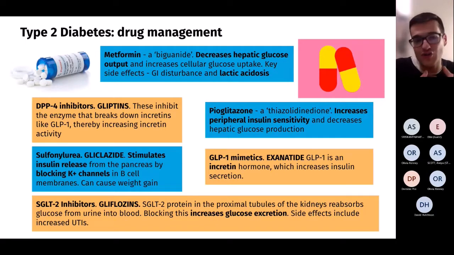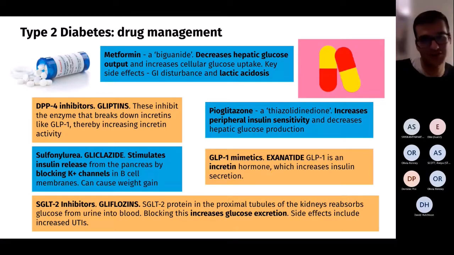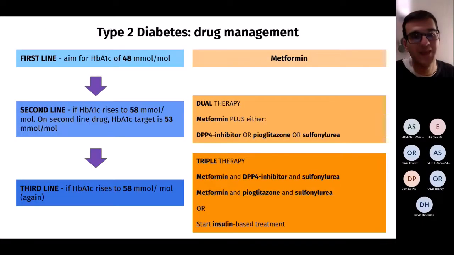And you also get these things, which I think are a newer drug called SGLT2 inhibitors. They're pretty cool. Basically, like we've spoken about before when we were talking about DKA, the proximal tubules of your kidney reabsorb glucose from the urine into the blood. SGLT2 is the protein that allows the reabsorption of glucose from urine into blood. If we block SGLT2, that's going to increase the amount of glucose being excreted in your urine, thus reducing your blood glucose. But the problem with that is you get very sugary urine, so you can get increased urinary tract infections.